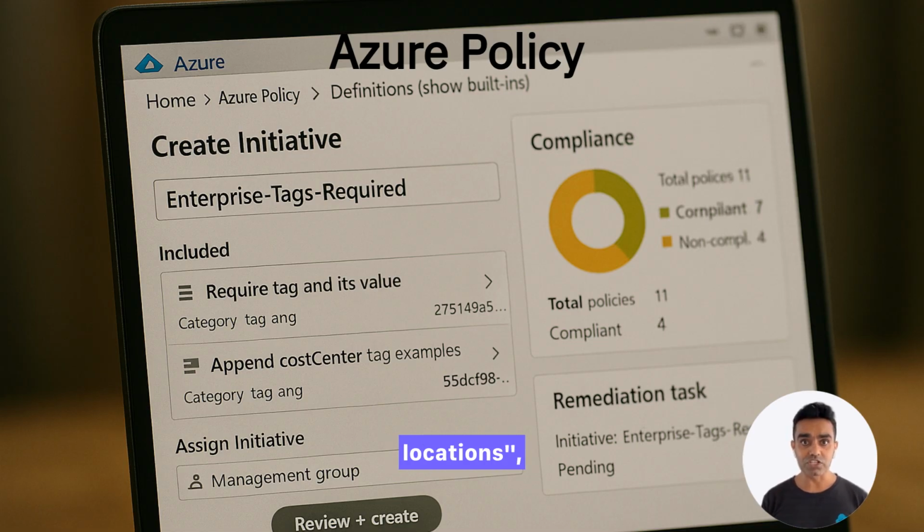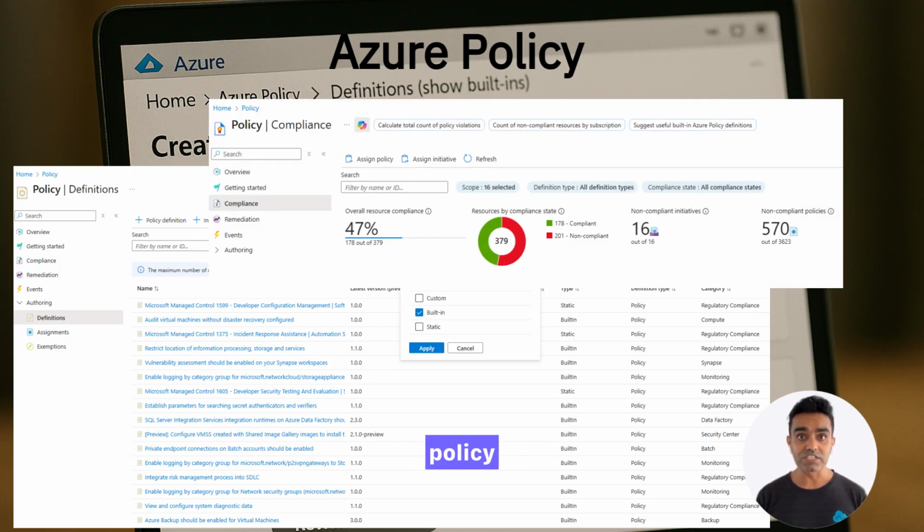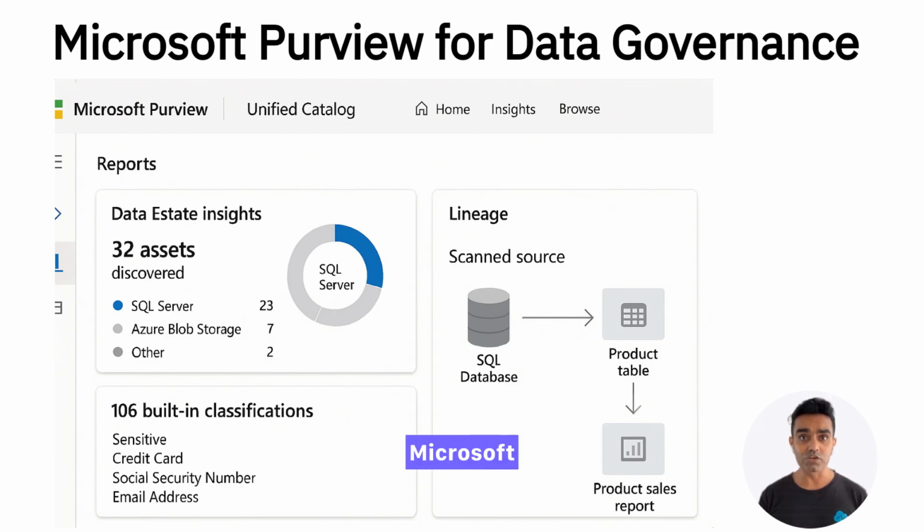Think of allowed locations, mandatory tags, or requiring diagnostics. These are all essential policies. It's powered by JSON policy definitions and initiatives to group policies by an outcome. You don't have to start from scratch while configuring Azure Policy. Azure provides built-in policy definitions for common governance and cost scenarios that you can also assign at management group, subscription, or resource group scope.